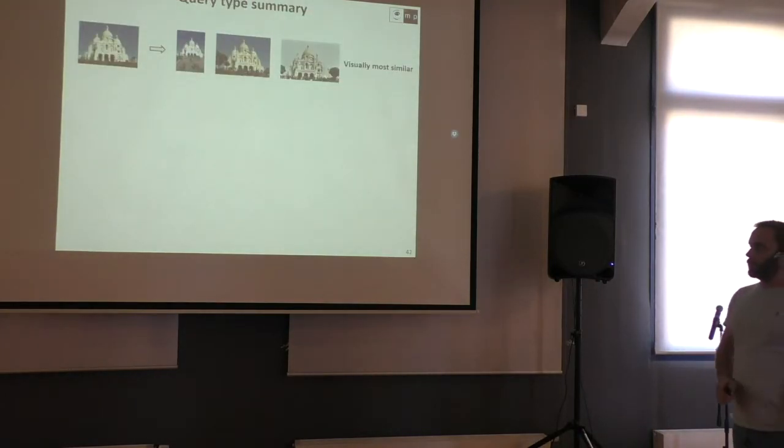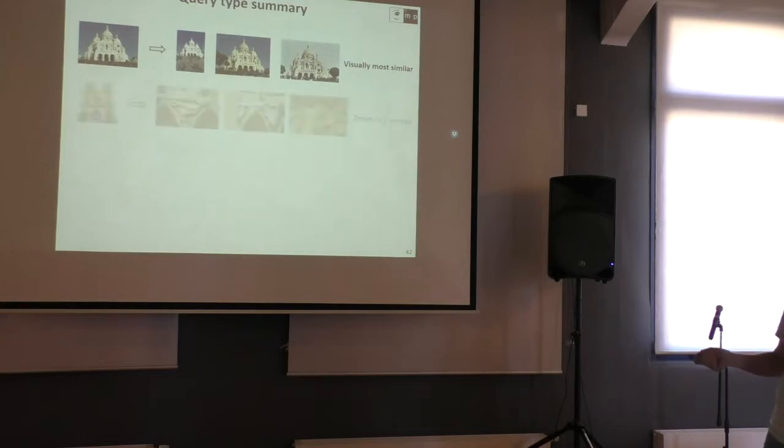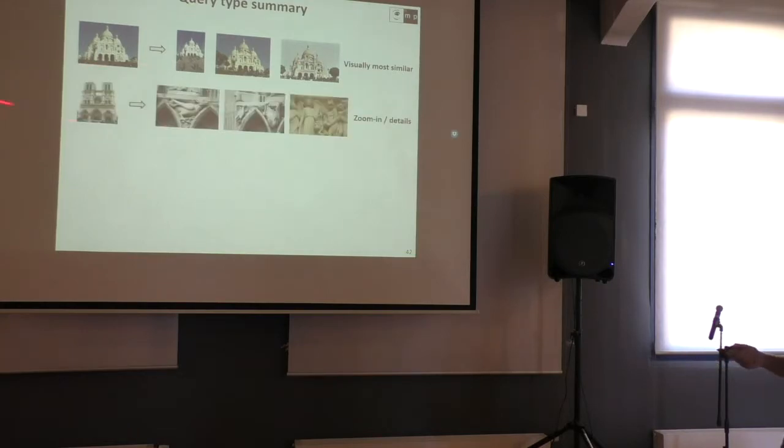So just to summarize, we use visually most similar just to build up the near duplicate images, because this is also important for 3D reconstruction, but we need more. So we get zoom in and details to get to the details like this, which are represented in only a few pixels in the query image.